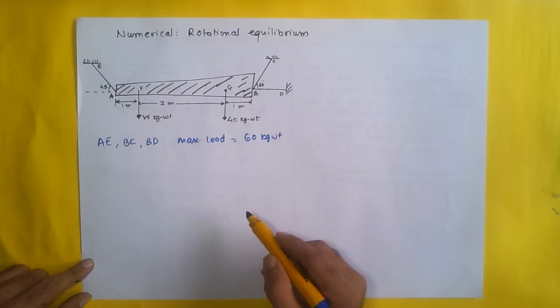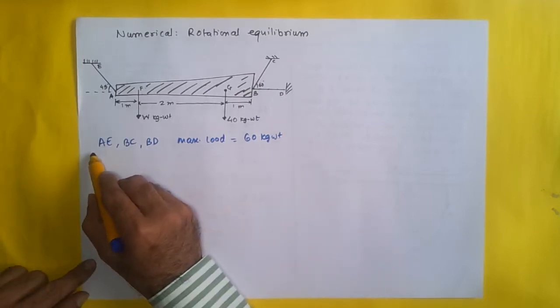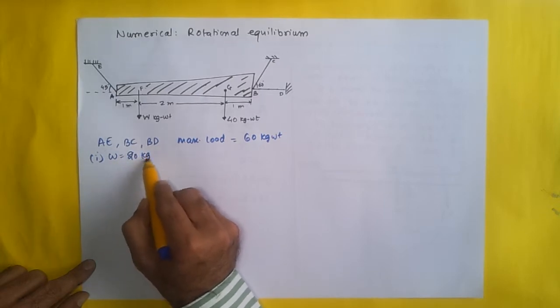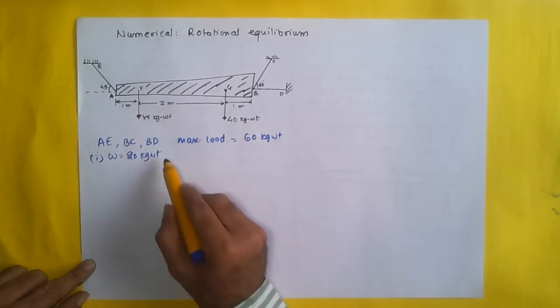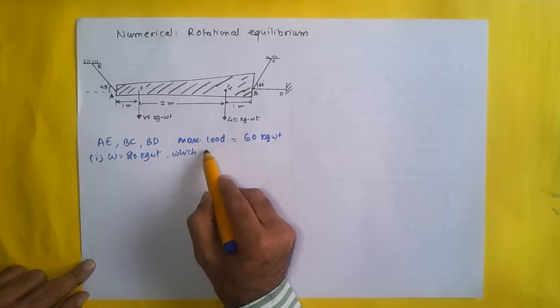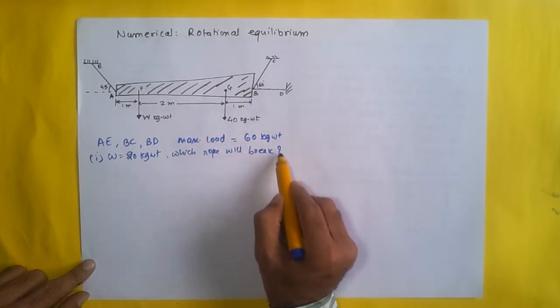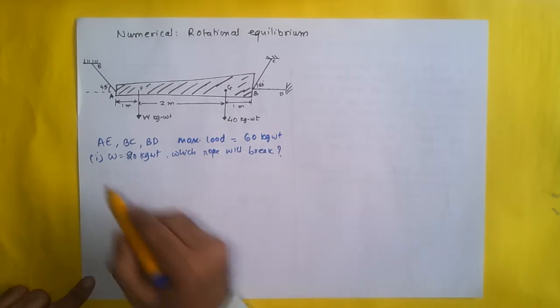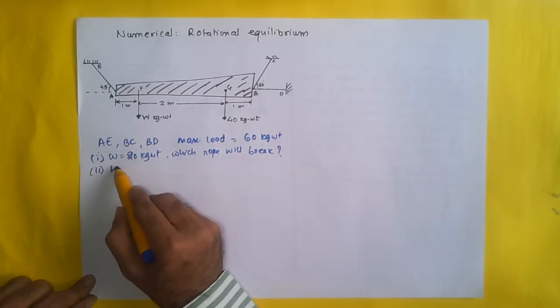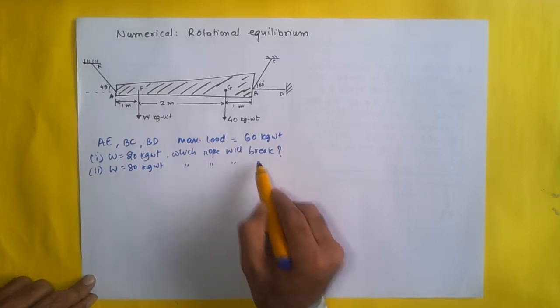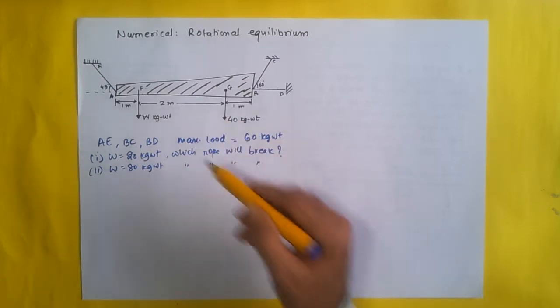And the question asked is that in case 1, if we take W equal to 20 kg, which rope will break? If at all, any rope will break or not. And second, we have to do the same thing with W equal to 80 kg weight, which rope will break? Okay, a few more things about this setup.